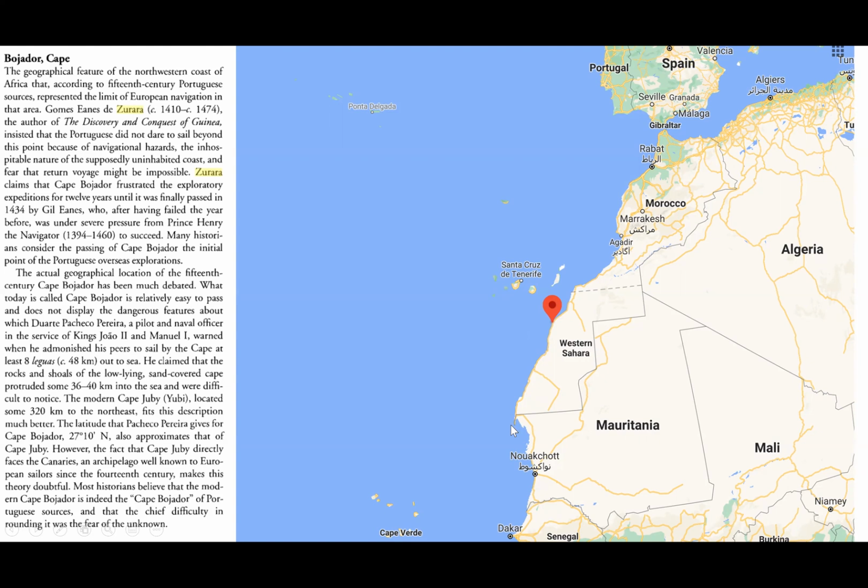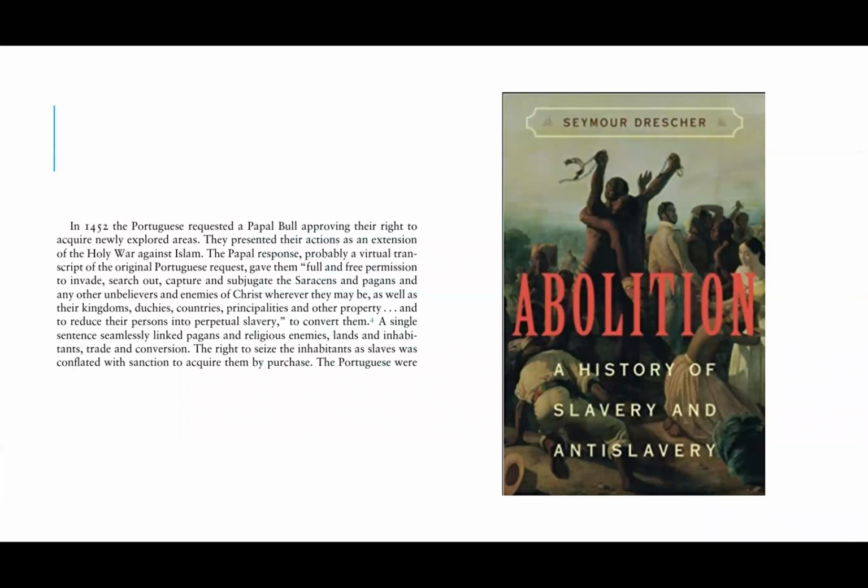And right around here, a place called Cape Blanco, they called it, they stopped and the traders, sailors did a raid into what's now present-day Mauritania and started capturing people to bring back to Portugal. So why did they do it and how did they justify it?